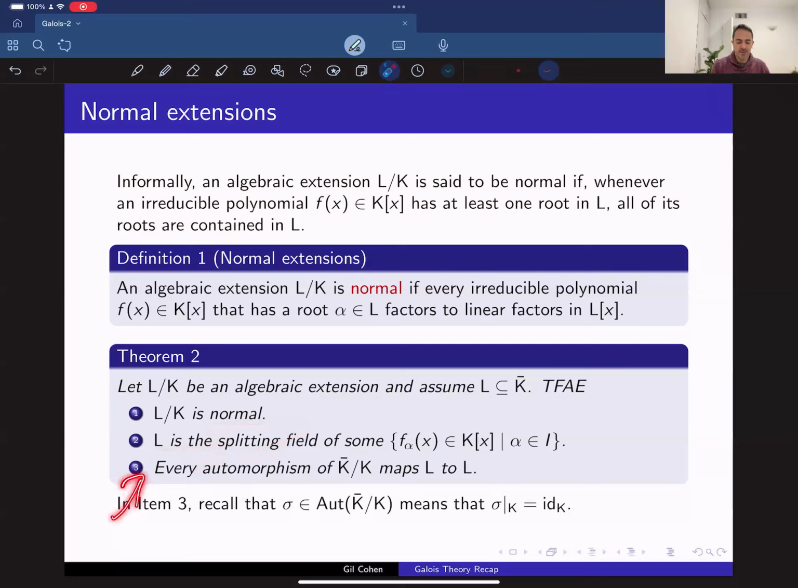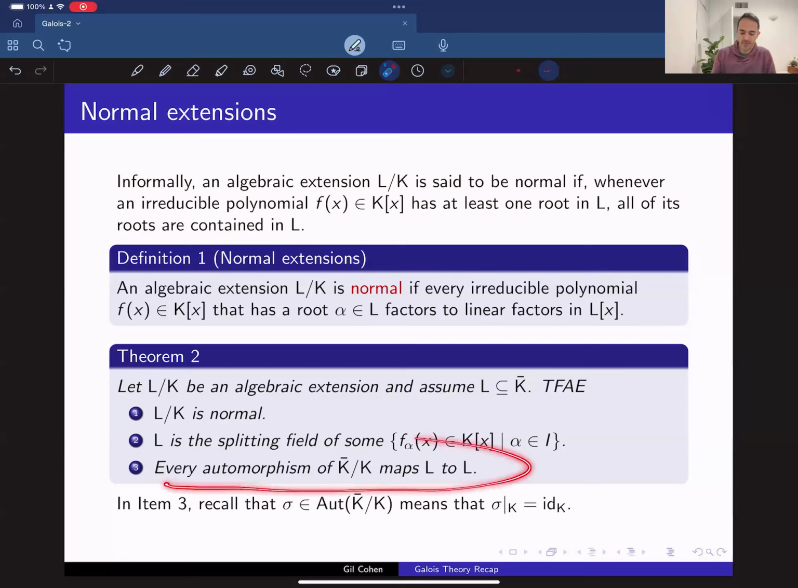And the third way of characterizing normality is with respect to automorphisms of K-bar over K. So what is an automorphism of K-bar over K? These are precisely the automorphisms of K-bar, and this is why it was nice to fix K-bar ahead of time, that act as the identity on K. So they fix every particular element in little k.